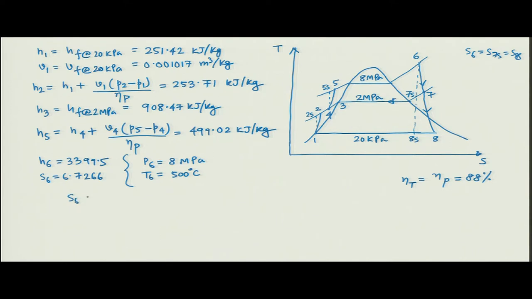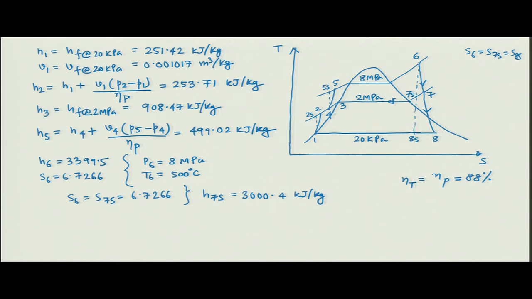So basically S6 is equal to S7s, and that is equal to 6.7266. Therefore you can look at the steam table and you can find H7s. So H7s you can find it as 3000.4 kJ/kg. When you find this, you will see that this point will lie outside the vapor dome. So you have to look at the superheated vapor table, and from that you will find the point 7s.